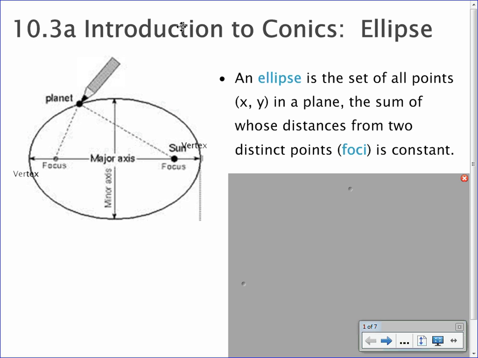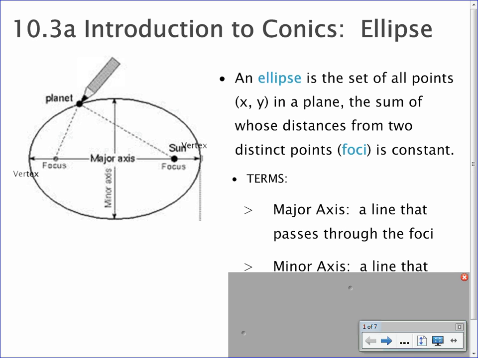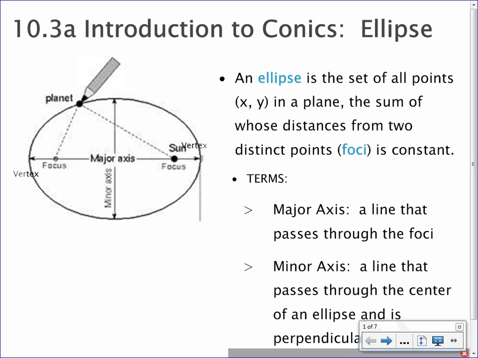The longer portion of our ellipse, we call that the major axis, and that's where our foci lie. It's major because it's the biggest. The shorter portion is called the minor axis. Both of these pass through what we call the center of our ellipse. And the major and minor axes are perpendicular to each other.